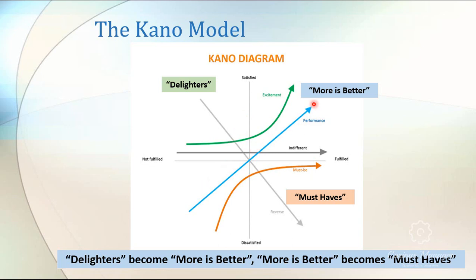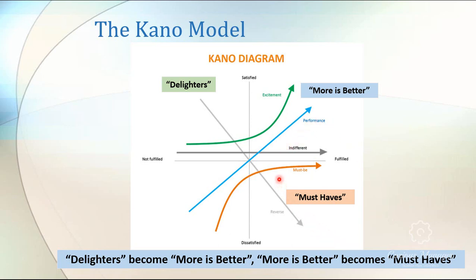So in the middle we have this blue line, and anything that sits in here is the more is better. Basically what this says is that it's not a delighter, but if I can have more of it, I'll be happy. A good example is when you go to McDonald's and you get the super size for a lot less money. That's a more is better strategy, where the fries aren't much better, but you get more of them, so you'll like it more. So anything that fits in here is a more is better.